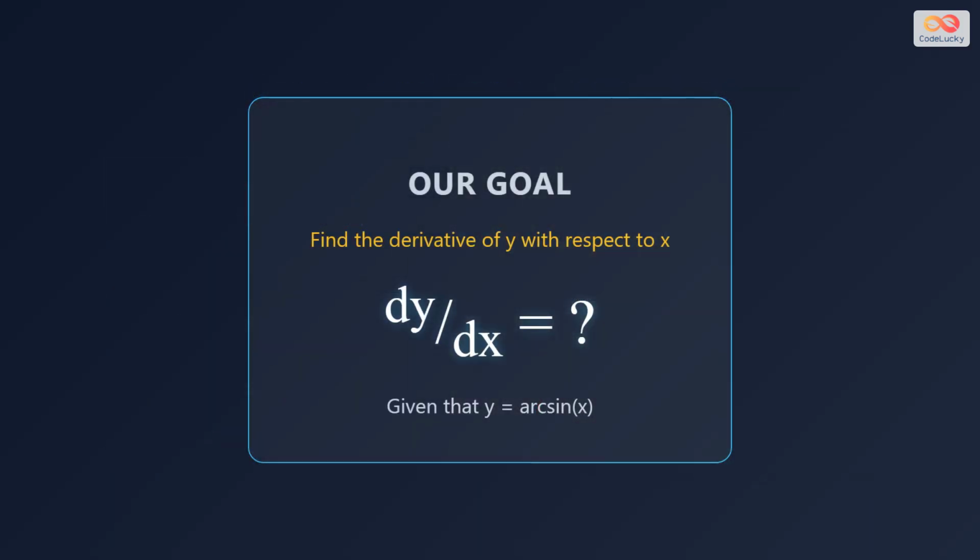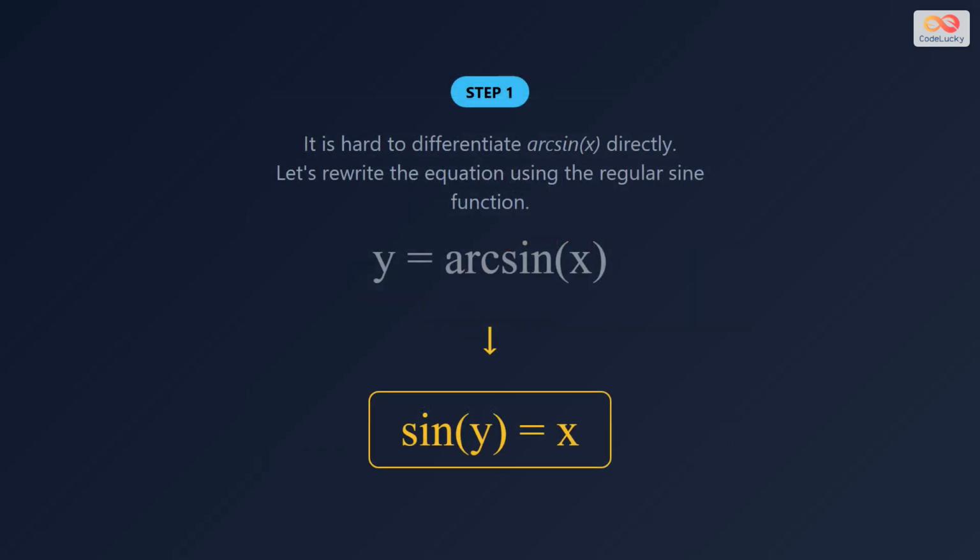Our goal today is simple. We want to find d/dx, the derivative of y with respect to x, given that y is the arcsine of x. Since differentiating arcsine directly is difficult, we use a trick. We rewrite the equation y equals arcsine of x into its inverse form, sine of y equals x. This form is much easier to work with using rules we already know.